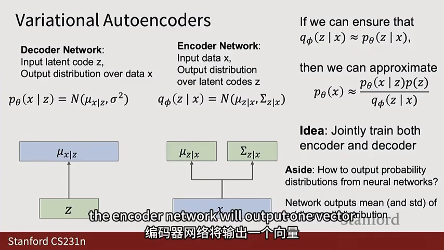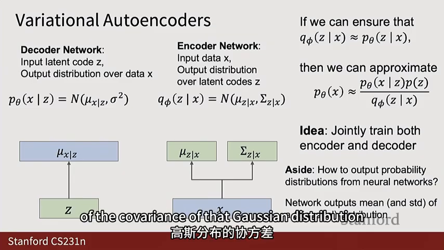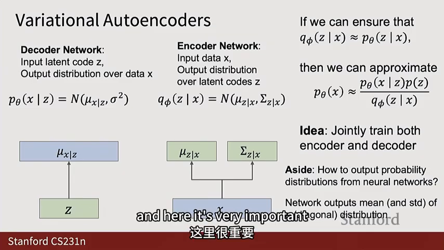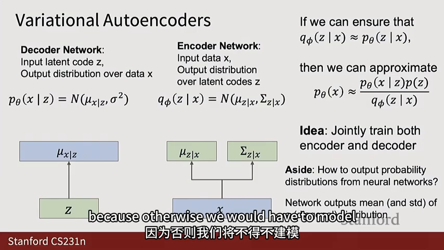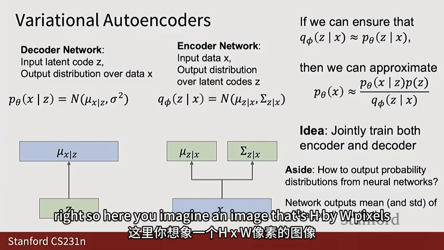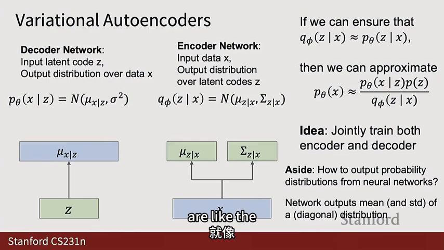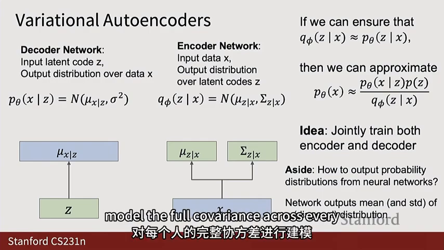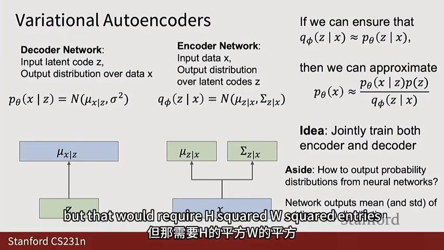So in this case, the encoder network will output one vector, which is the mean of that Gaussian distribution, and another vector, which is the diagonal of the covariance of that Gaussian distribution. And here it's very important that we assume the diagonal structure, because otherwise we would have to model H squared kind of entries in that full covariance matrix. Right? So here, you imagine an image that's H by W pixels. You could in principle model the full covariance across every pair of pixels in the image, but that would require H squared, W squared entries, and that would be too big.